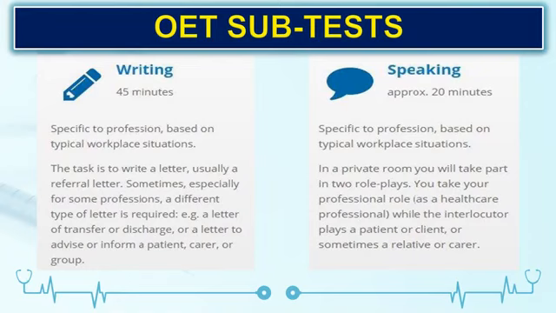The last subtest we have is the speaking subtest, which will last for 20 minutes. Like the writing, it's specific to a profession and based on typical workplace situations. In this subtest, you will be in a private room and you will take part in 2 role plays. You take your professional role as a doctor or a nurse, etc., while the interlocutor plays a patient or client or sometimes a relative or carer. The interlocutor means the OET representative, not the OET assessor, okay?